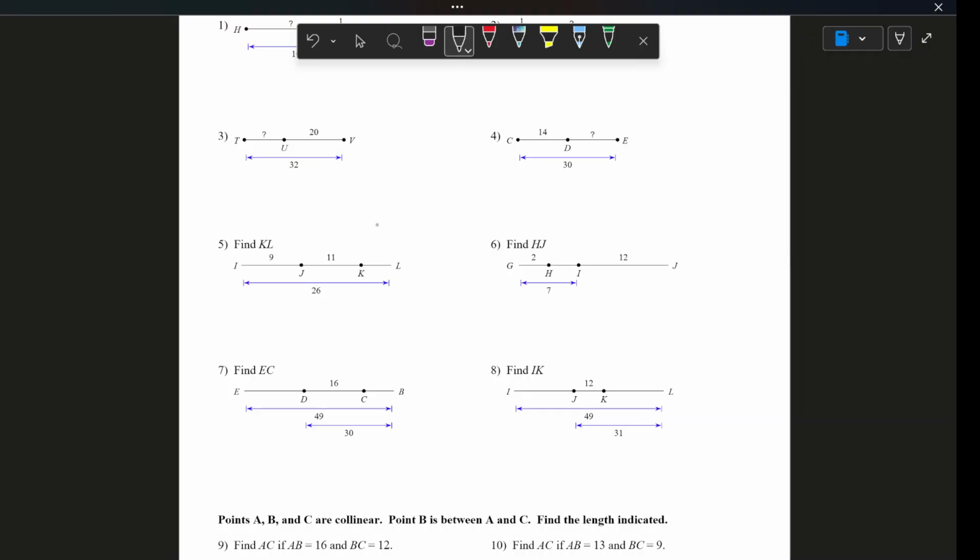If you have any confusion about where I'm getting these numbers, it is right here. We see this line right here, and this line right here is IL. That's 26. And then from here to here, that's IJ, so the number is 9. And from here to here, that's 11. And we didn't know what KL was, so from here, we wanted to figure that out.